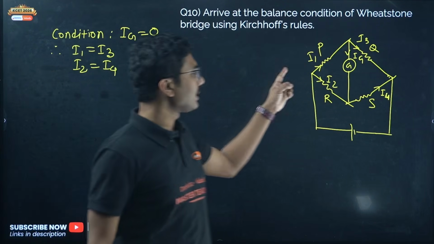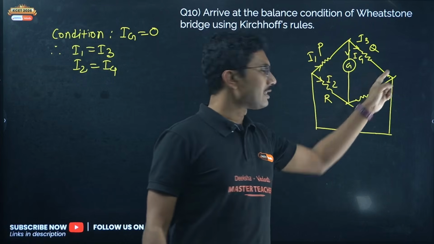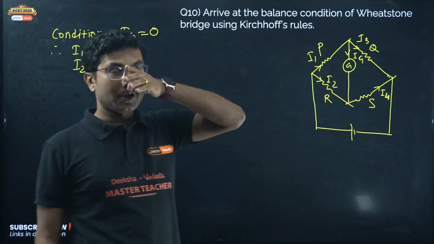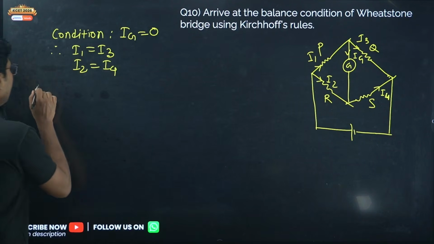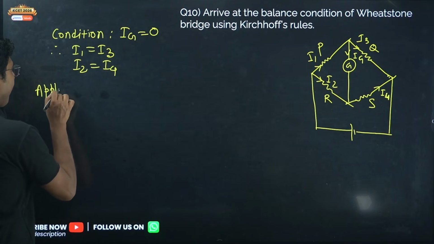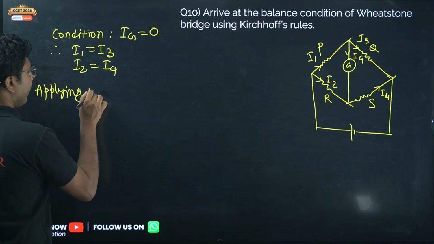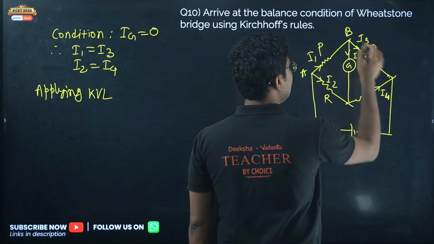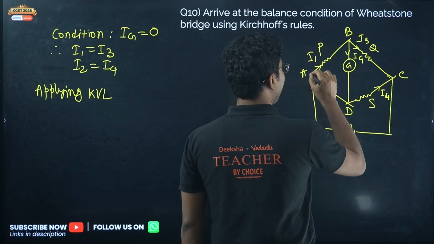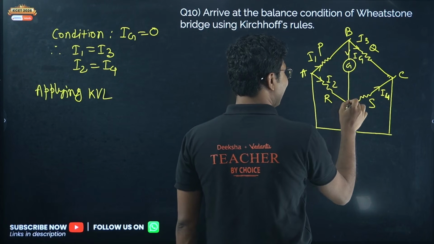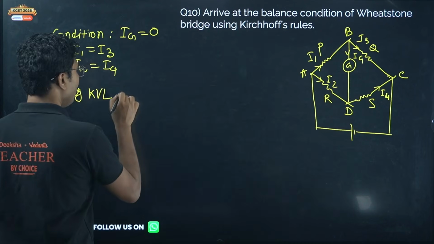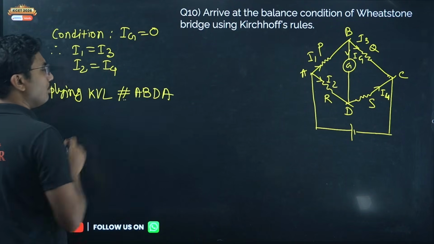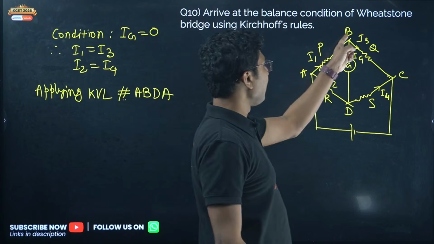Okay, if this is the balance condition, no current is being added or subtracted, that means these two currents must be equal. Okay, now applying KVL, now you have to name the loop A, B, C, D. So applying KVL in loop A, B, D, A. This is the symbol for loop. Okay, loop number A, B, D, A.